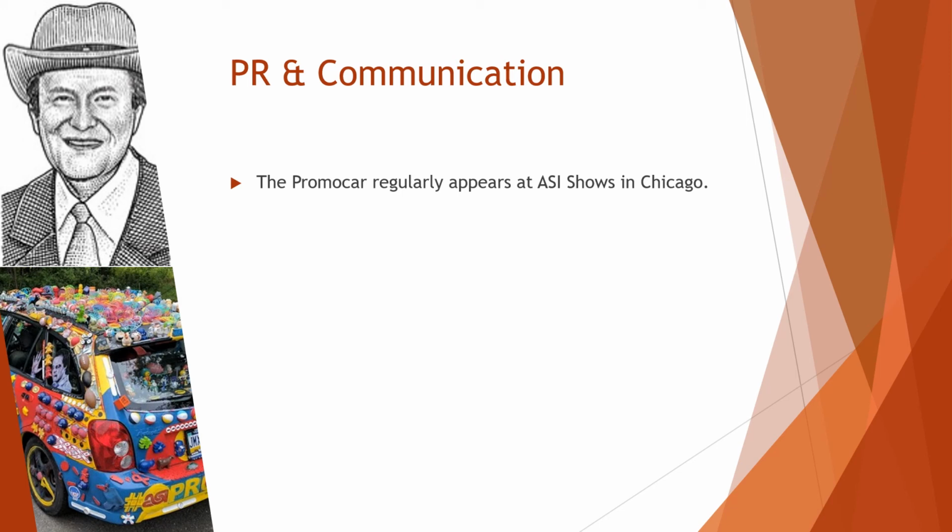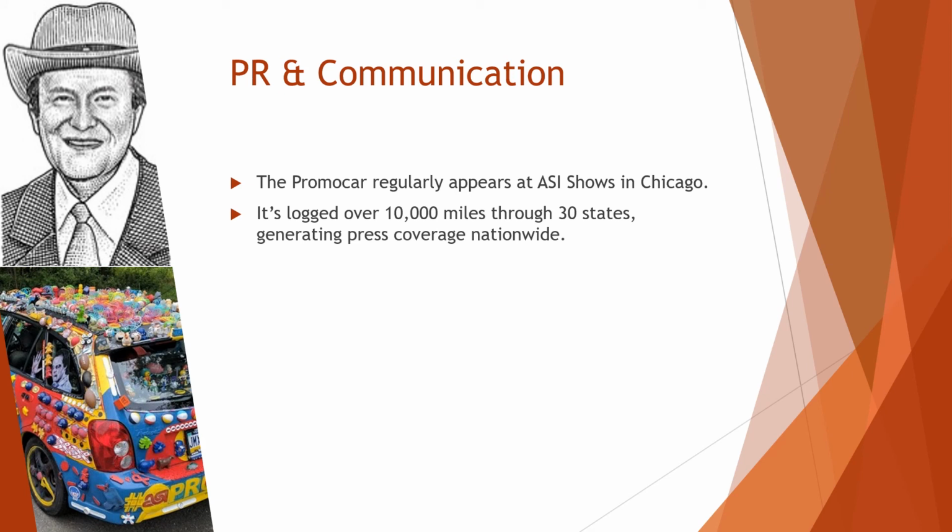So when it made its first trip to Chicago, from suburbs of Philadelphia to Chicago, our PR and communication director made contact with local media outlets along the way and asked them, hey, come out and see this car. Many of them did. They came out, they talked about the car, but they also talked about the industry, wrote stories, appeared on local news stations. And the interesting thing is, from Chicago and then back, the car only lost 1 pen. It's logged over 10,000 miles through 30 states, generating press coverage nationwide.